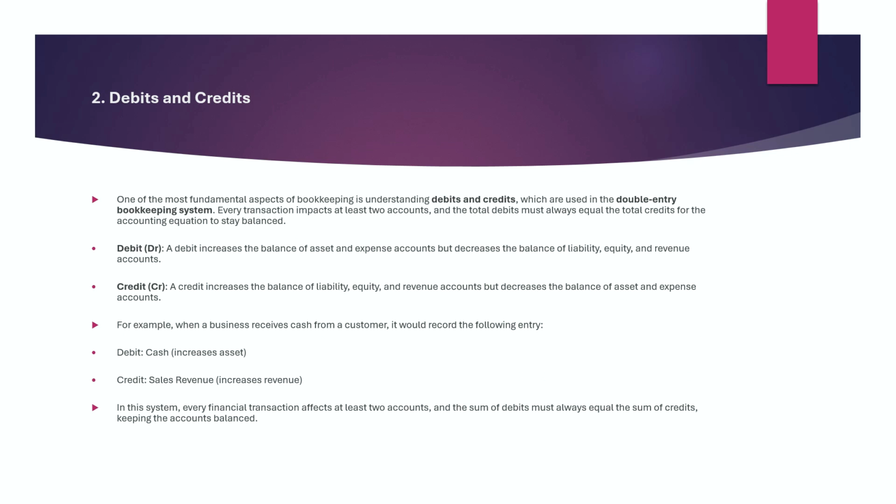2. Debits and credits. One of the most fundamental aspects of bookkeeping is understanding debits and credits, which are used in the double-entry bookkeeping system. Every transaction impacts at least 2 accounts, and the total debits must always equal the total credits for the accounting equation to stay balanced. Debit, Dr. A debit increases the balance of asset and expense accounts but decreases the balance of liability, equity, and revenue accounts.